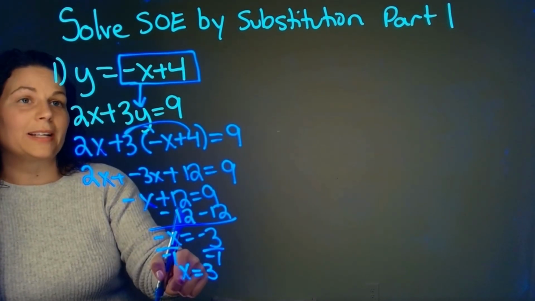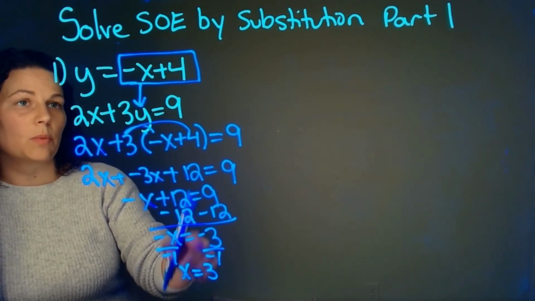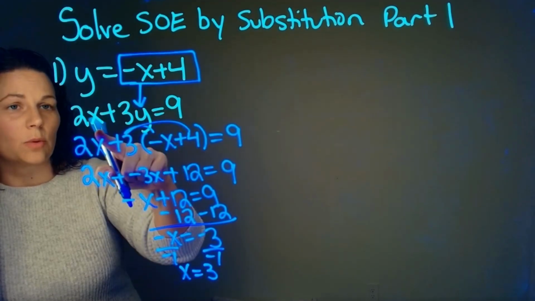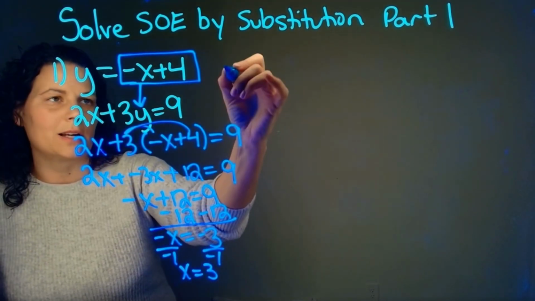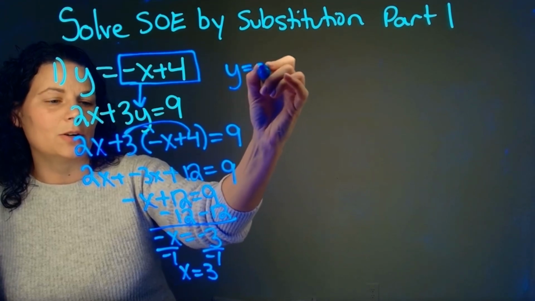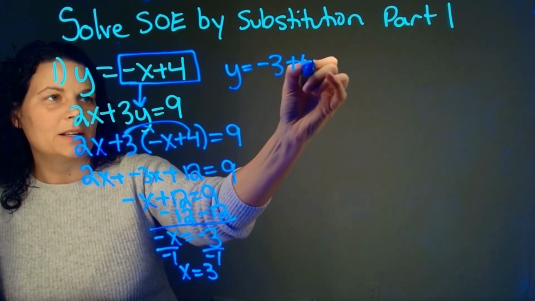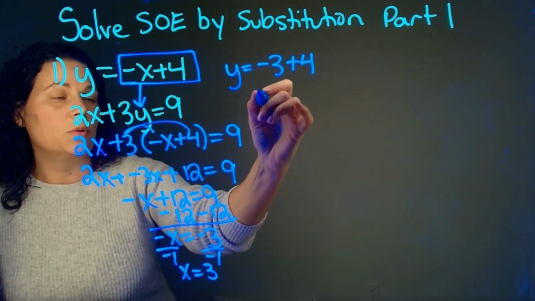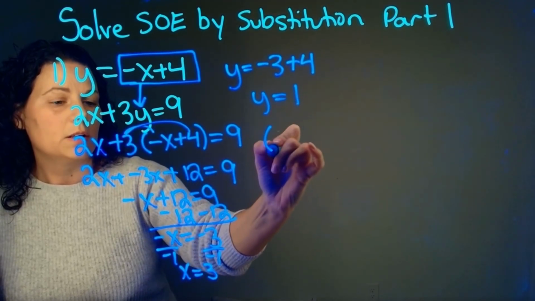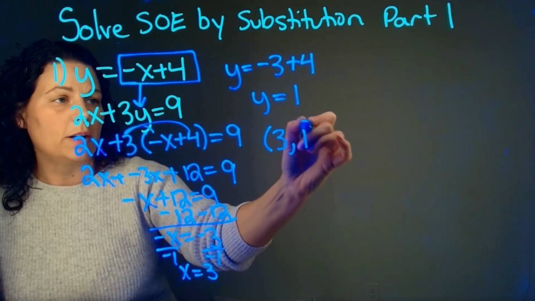So now we've got to find y. We're going to take this 3 and plug it in either here for x or here for x. It doesn't matter which one. I'm going to use the top one just because it's the top one. Also, it's kind of nice that it's already y by itself. So negative x became negative 3 plus 4. That gives me y is 1. So my answer is (3, 1) for this one.